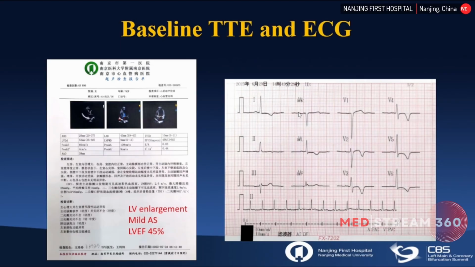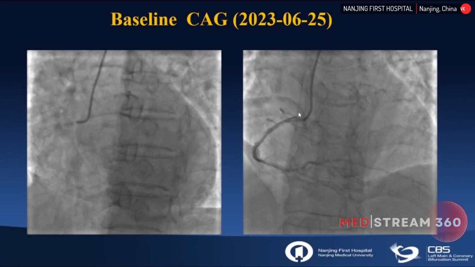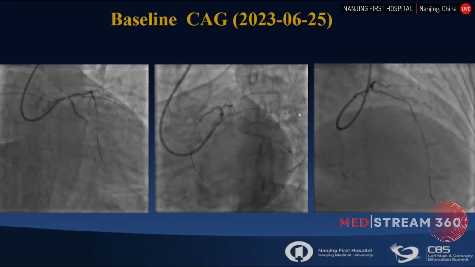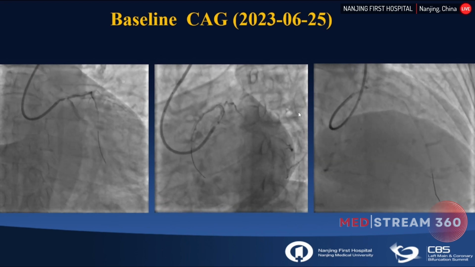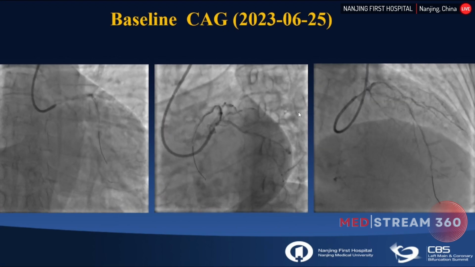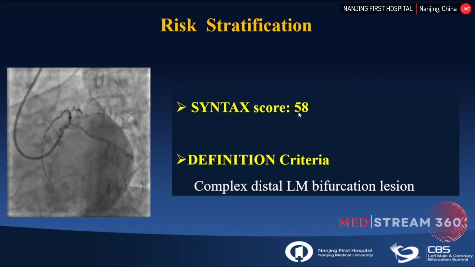The baseline echo at our hospital showed left ventricular enlargement, mild aortic valve stenosis, and mild aortic regurgitation. Left ventricular ejection fraction 45%. Baseline ECG found ST segment depression. The baseline angio showed mild to moderate stenosis, a diffuse lesion in the right coronary artery with severe calcification. From the epicardial view and a spider view, we could find a distal left main bifurcation with severe calcification. 90% stenosis in the distal left main involved the LAD and left circumflex. The SYNTAX score for this patient is 58.